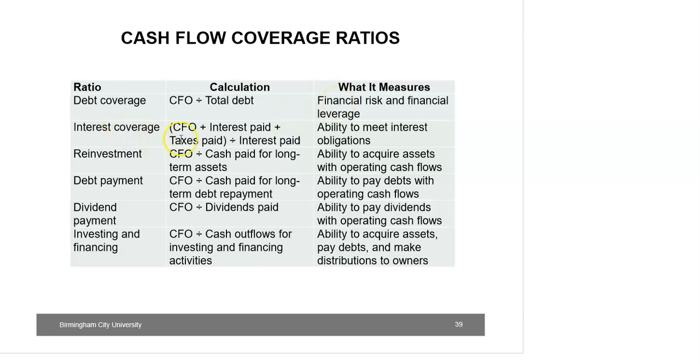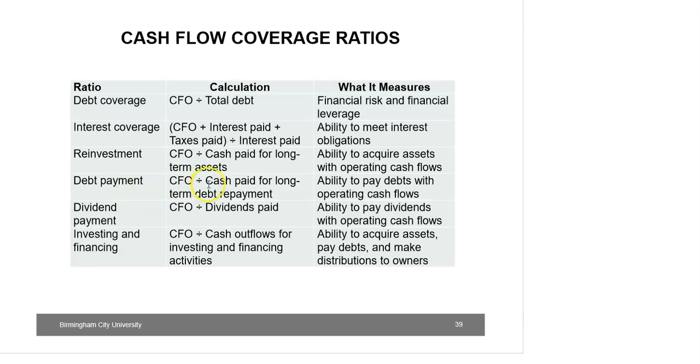The cash flow interest coverage ratio, on the other hand, is equal to cash flow from operations plus interest paid plus taxes paid divided by interest paid, and it reflects on the ability of the company to meet its interest obligations. The higher is this ratio, the better it is. Reinvestment ratio, on the other hand, is equal to cash flow from operations divided by cash paid for long-term assets. It is the ability of the company to acquire assets with operating cash flows. So the higher is this ratio, the higher is the ability of the company to acquire assets with operating cash flows.